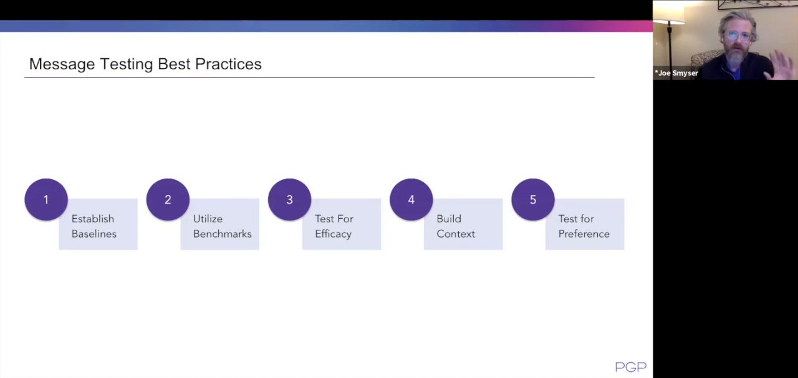But regardless of whether you're in industry or public health, typically message testing, pre-testing follows these 5 steps that you're seeing on the screen right now: establish baselines, utilize benchmarks, test for efficacy, build context, and then test for preference. I'll go into a little bit of detail about what I mean here.